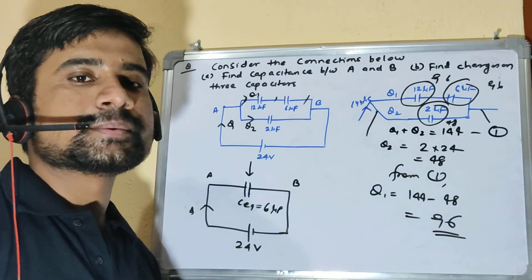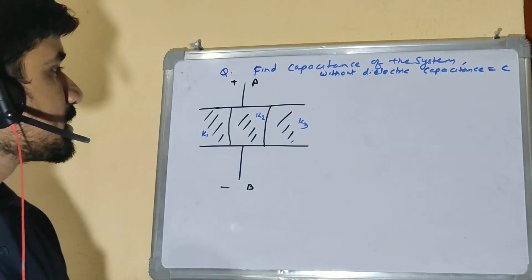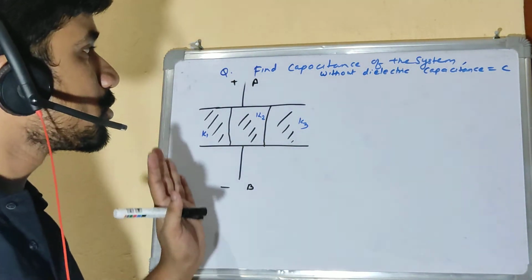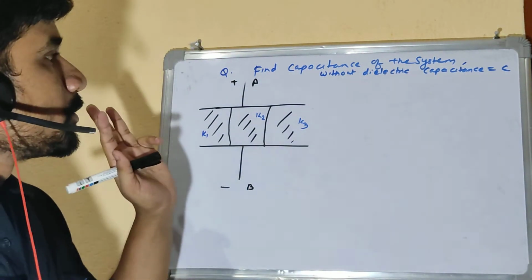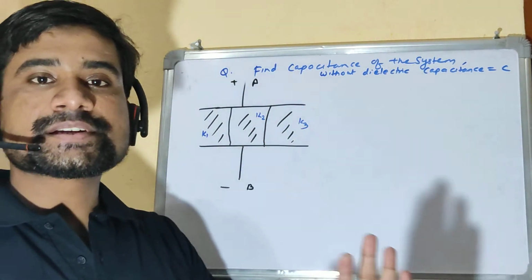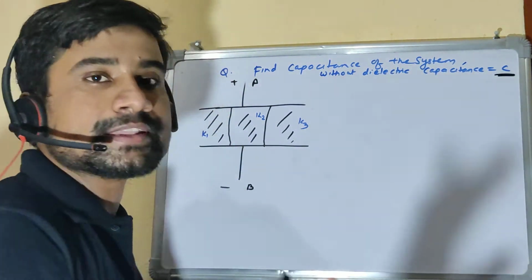Let's solve the next one. Let's solve one more problem on this topic. This is a capacitor which is given, right? The question is we need to find the capacitance of the system. Without dielectric, the capacitance of the system was C. This is the capacitance of the system when there was no dielectric.